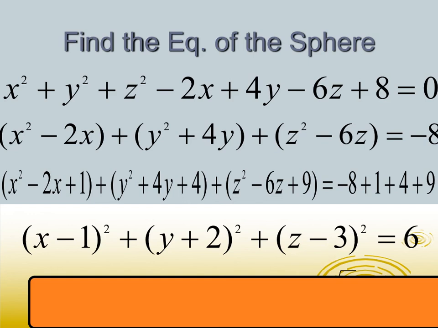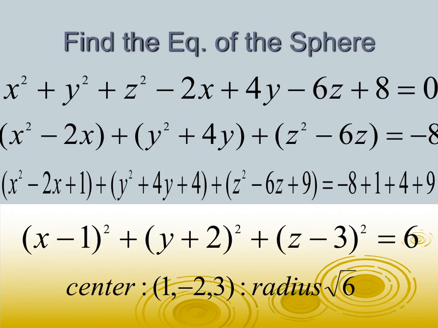Now that we have the equation of our sphere, I can use that equation to pull out my center and my radius. I'm going to use these components for x, y, and z to pull out my center, and then use what the equation equals to find my r value for my radius. So we can see that our center is going to be the point (1, negative 2, 3), and our radius is going to be the square root of 6.